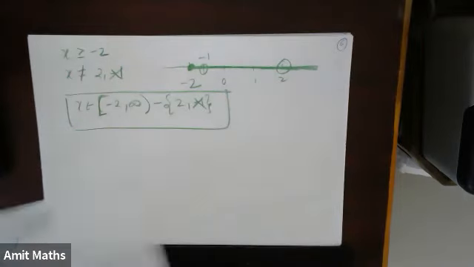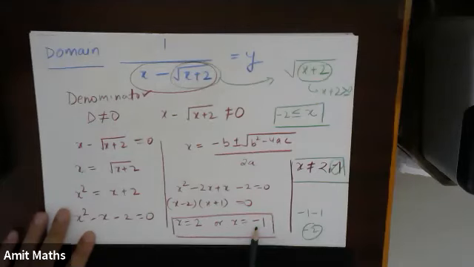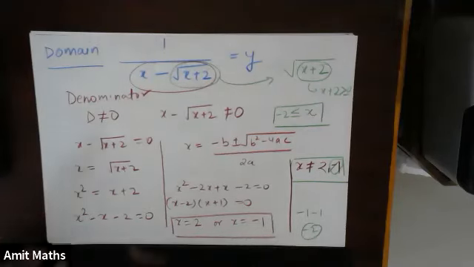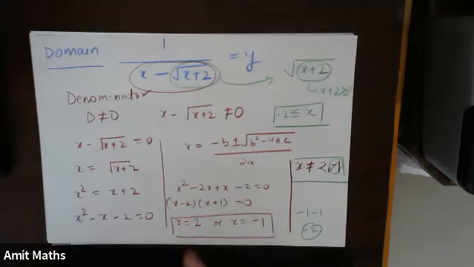Understood? Fine. See, I have made a mistake here. From here I am getting two roots: x is equal to 2 and x is equal to -1. Right? But -1 I am getting as an additional root. Why am I getting an additional root? Because I have squared both sides. So when I am squaring, I am increasing the number of roots.